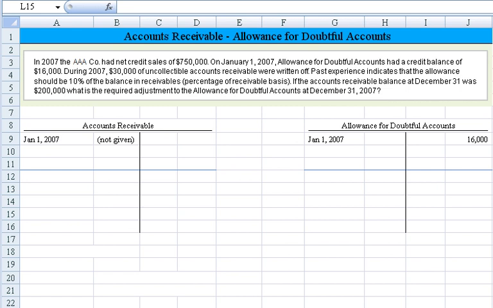Okay, hi everyone. Let's take a look at this accounts receivable problem where we're asked to compute the allowance for doubtful accounts and what adjustments need to be made. So we're using the allowance method. Okay, the problem appears in the box right here in front of you.